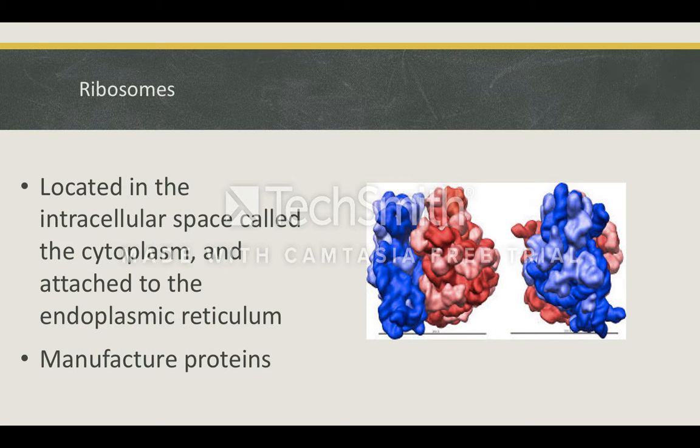Next, let's look at ribosomes, which are located in the intracellular space called the cytoplasm, as well as attached to the endoplasmic reticulum. These ribosomes are responsible for manufacturing proteins. Ribosomes are not technically classified as organelles, however, because they are not surrounded by membranes.